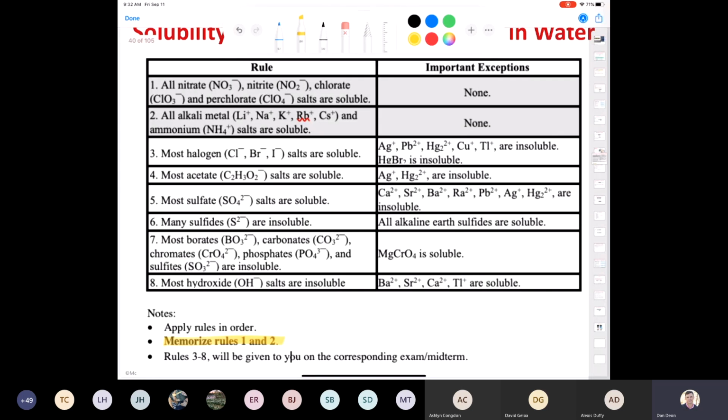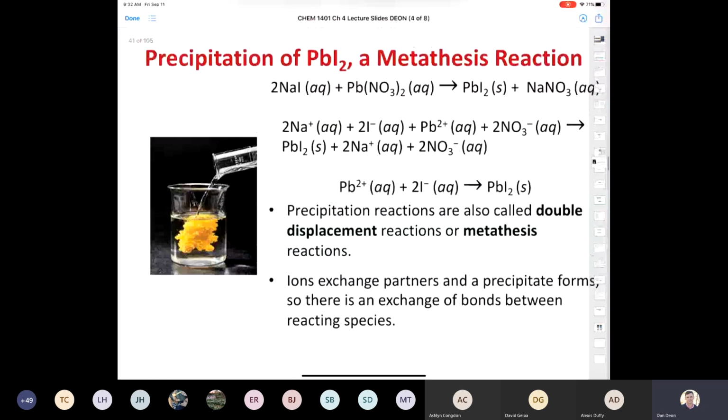If you go back here, it's rules 1, 2, and 3. Okay. Anyhow, let's keep moving and talk about what's called a metathesis reaction. A metathesis reaction is another name for what's called a double displacement, or sometimes a double replacement reaction. If you took high school chemistry, you may have been exposed to these as double replacement reactions, but you might not have heard of a metathesis reaction.